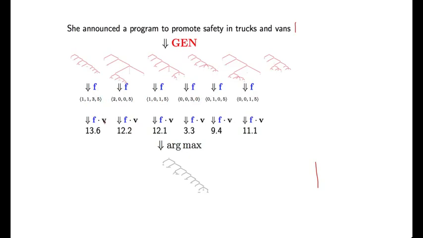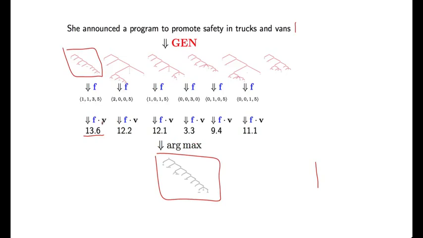And then given a parameter vector v, we can take the inner product of f and v to give a score for each of these different parse trees. So we have 6 scores. This tree gets score 13.6, this tree gets score 12.2, 12.1, 3.3, 9.4, 11.1. And then finally, we find the highest scoring parse tree. So 13.6 is the highest of these scores. So this parse tree is actually selected as the output of the model. So this argmax operation picks the highest scoring tree.